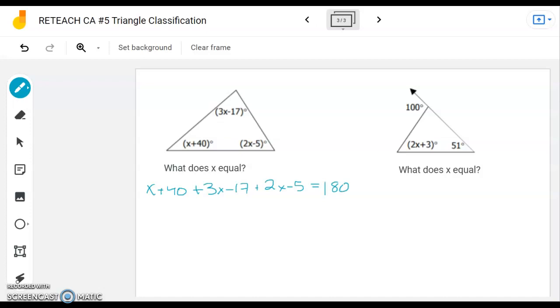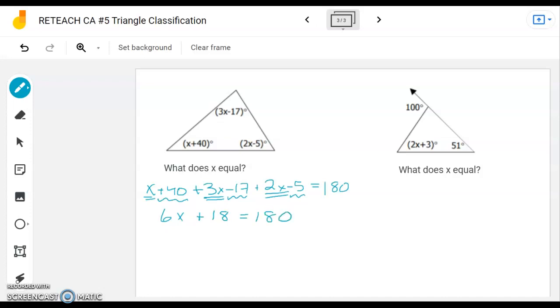We need to combine like terms. So I have an x, a 3x, and a 2x. Those get combined. So I have 1 plus 3 is 4. 4 plus 2 is 6. So I get 6x, not equals. I've got to find out what my numbers are. So I have a positive 40, a negative 17, and a negative 5. So I add those together. 40 plus negative 17 plus negative 5 gives me 18. So I get 6x plus 18 equals 180.